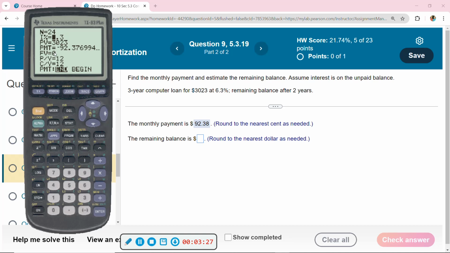This future value here should be less than $3,023, right? And so alpha, solve. So we're calculating what's the future value after 2 years. That's what it's asking. So $1,071.60. Notice how it's negative because you still owe that much. But do you punch in negative? No.